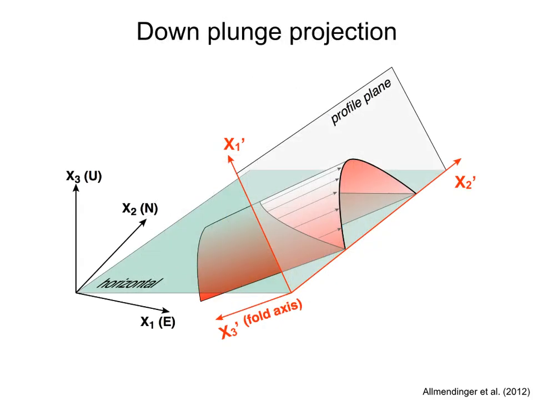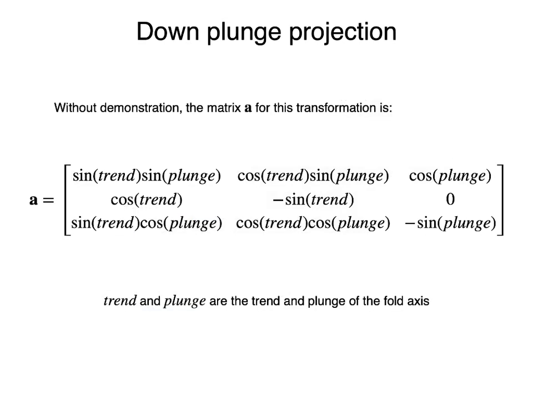A simpler way to draw the down-plunge projection is using linear algebra and coordinate transformations. Basically, we need to transform points on the folded surface, from an east, north, up coordinate system, to a fold coordinate system, with x'3 parallel to the fold axis, and x'1 and x'2 defining the profile plane. Without demonstration, the matrix, A, for this transformation is this. Notice that the components of the matrix are defined in terms of the trend and plunge of the fold axis.